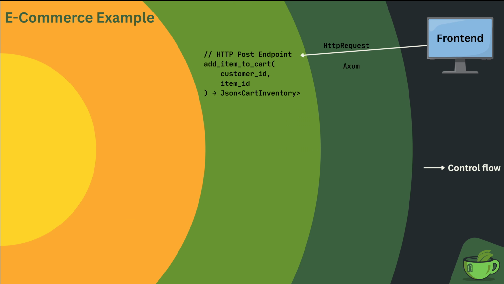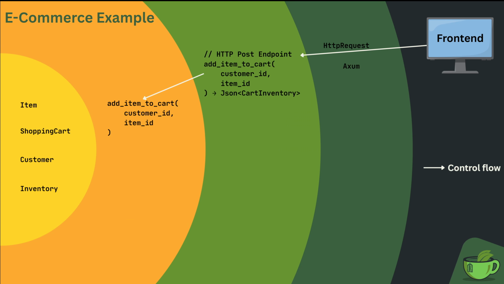The whole process starts with an HTTP request that might be coming from the front-end client. It is received by Axum and routed to the add-item-to-cart endpoint sitting in the adapters layer. With this request, we received the minimal required payload, a customer ID and an item ID. What the front-end client eventually expects as a response is the customer's updated cart inventory, delivered in JSON format as part of the HTTP response body. But we still have a way to go before we can respond.